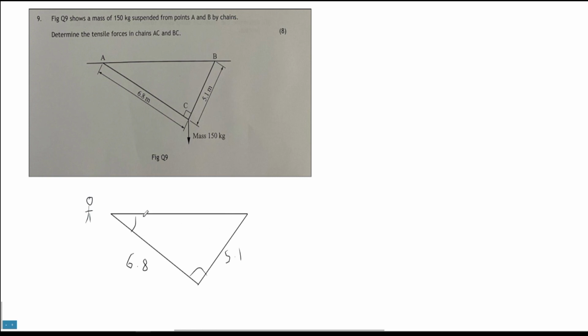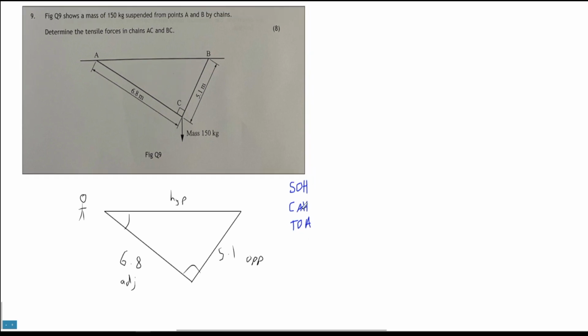I'm just going to draw a little guy here. This will be the opposite, this will be the adjacent, and this will be the hypotenuse, just so we're clear about that. So it looks like I'm going to use SOHCAHTOA on it. So here's SOHCAHTOA. See the old Harry called a lot of haddock trawling off Africa.